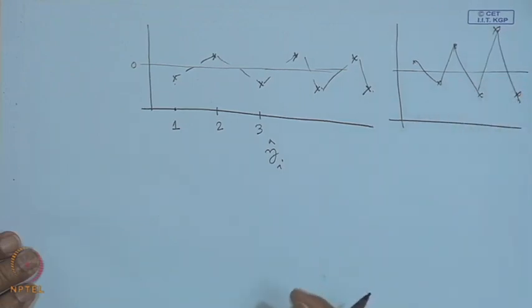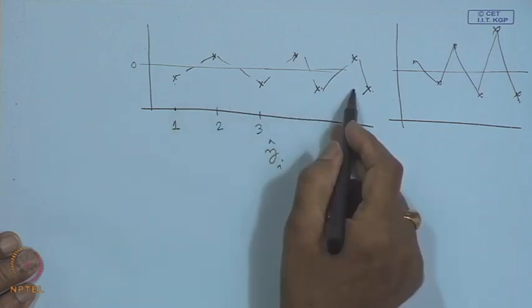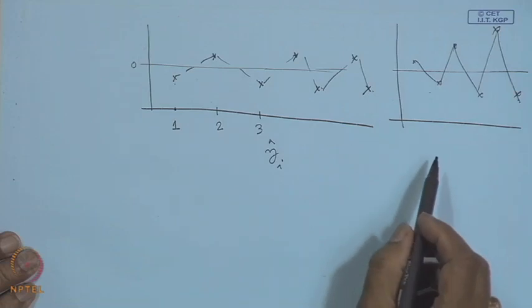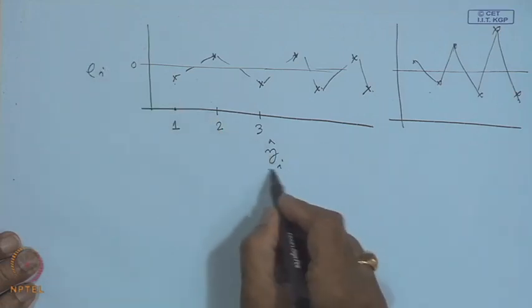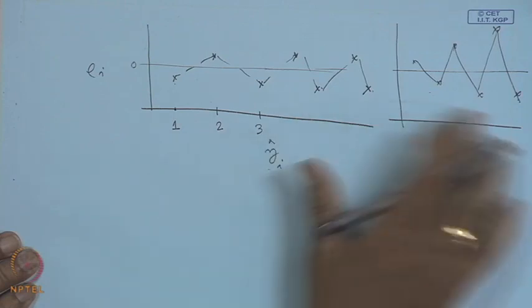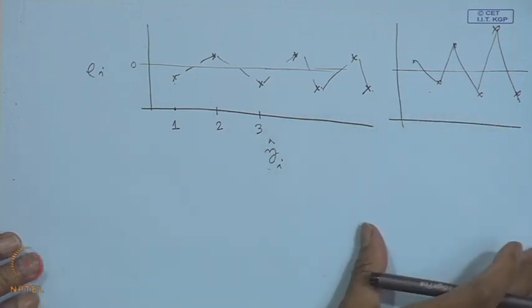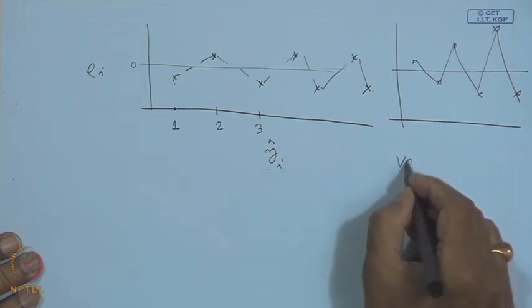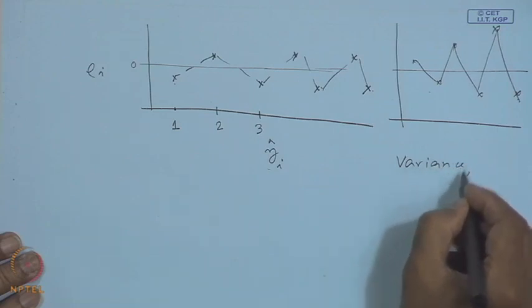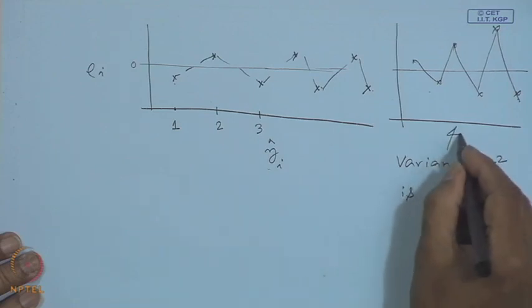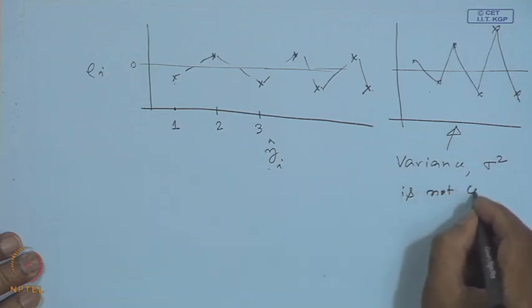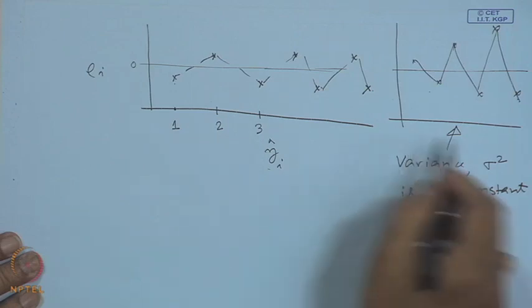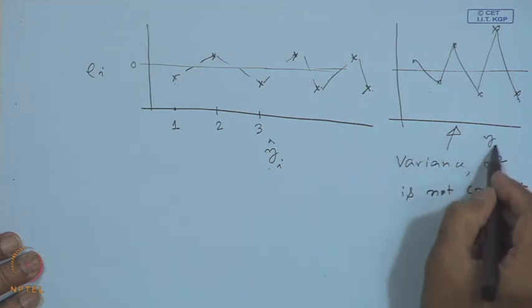There is also a pattern here. There is a cyclic variation or a seasonal variation here, and there is a diverging pattern of relationship between e_i and y_i hat. Both indicate that it is not random, that there is a relationship and that variance sigma square is not constant in this case. It is a function of y_i hat.